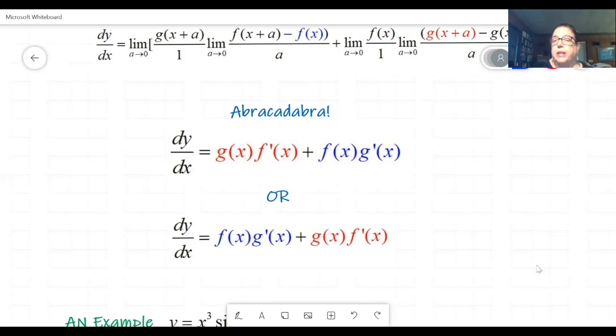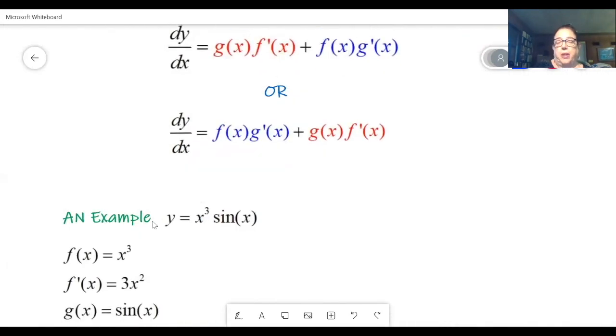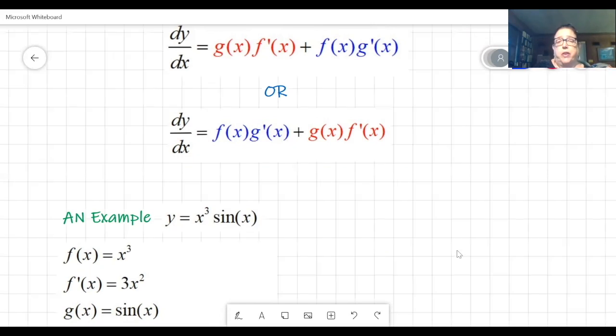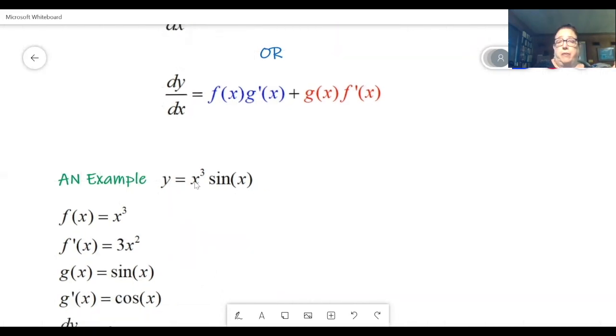And let's just do one example quickly. So suppose we have a product, x cubed times sine of x. Let's call x cubed f of x and sine of x g of x. So we know we need each function and its derivative, so let's just figure them out. F of x is x cubed and f prime of x is 3x squared. G of x is sine of x, so g prime of x is cosine x.